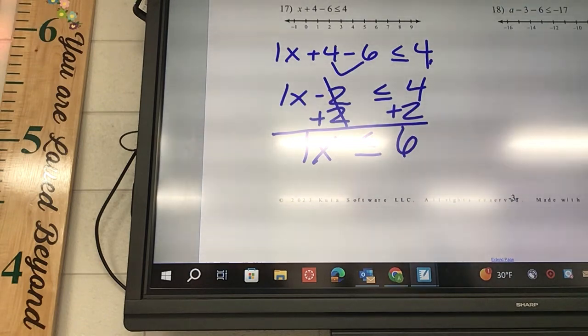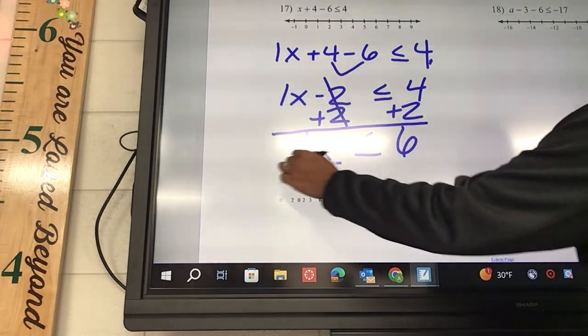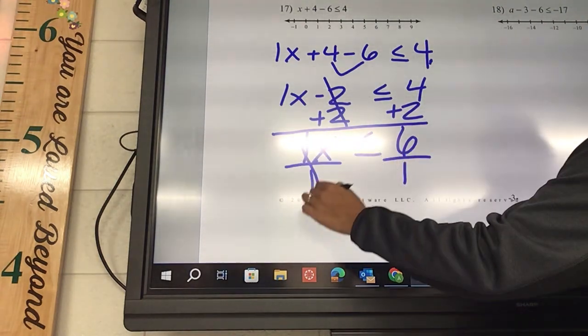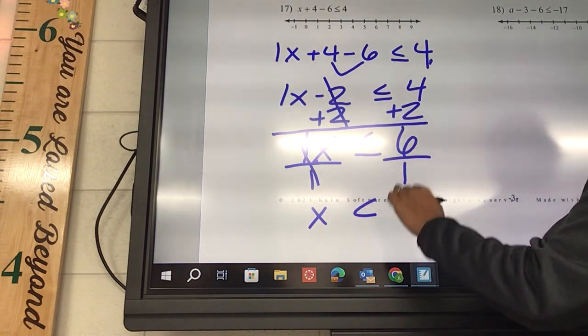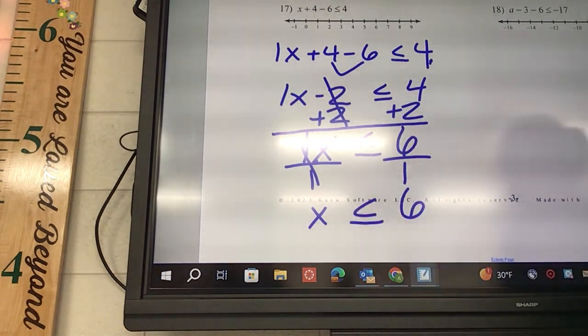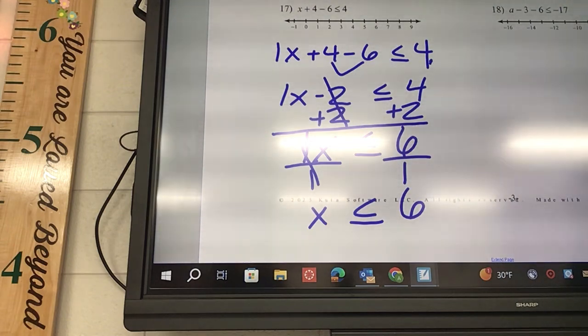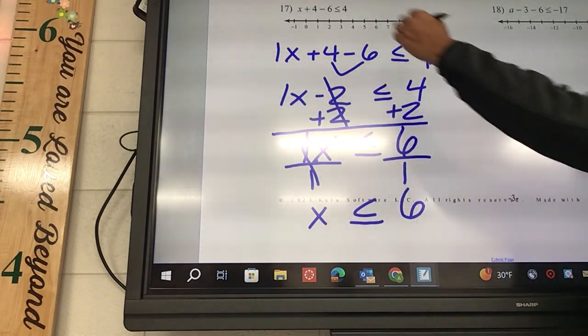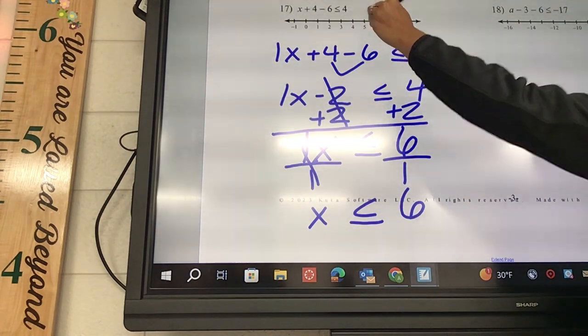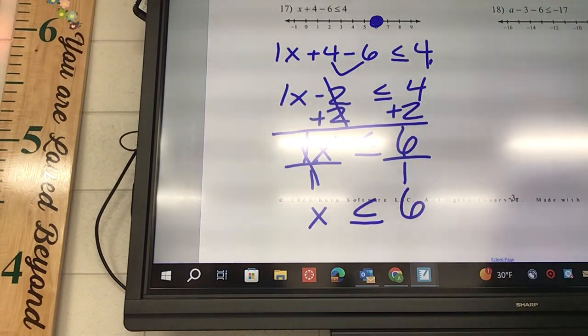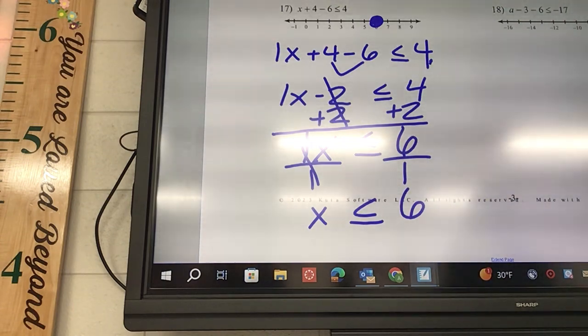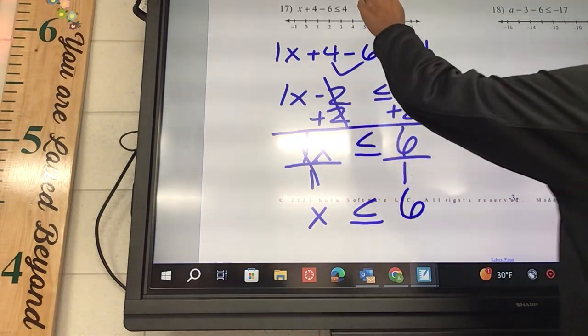Okay, and then how do I break up that couple? Divide by 1. Do we need to flip? No, because the 1 is not negative. Okay. On the 6, is that going to be open or closed? Closed. Okay, and it says x is what? Smaller, so I'm going to go towards the negatives.